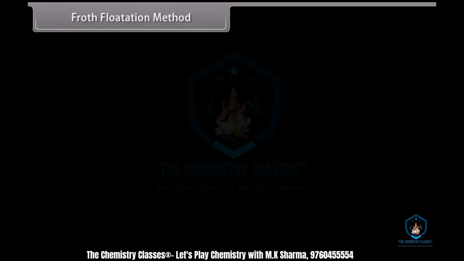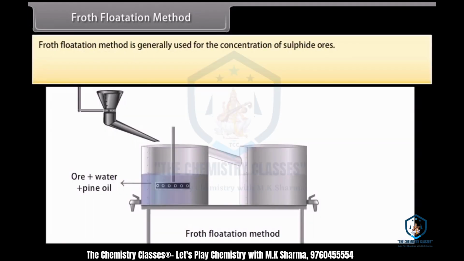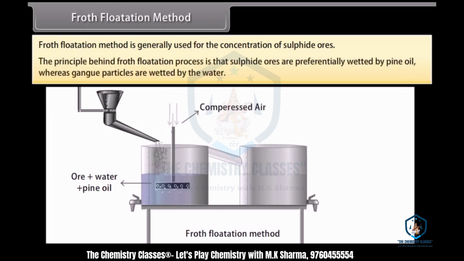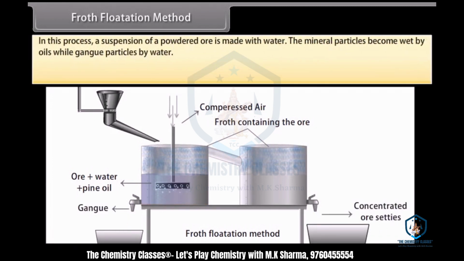Froth flotation method. This method is generally used for the concentration of sulphide ores. The principle behind froth flotation process is that sulphide ores are preferentially wetted by pine oil, whereas gangue particles are wetted by water. In this process, a suspension of a powdered ore is made with water.